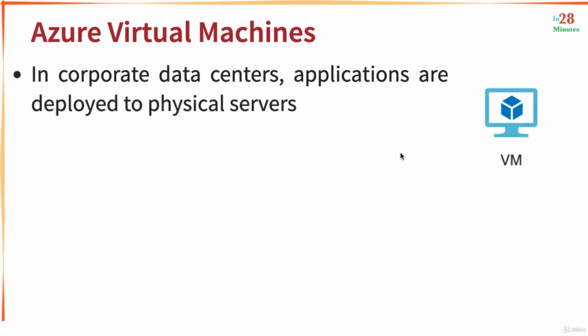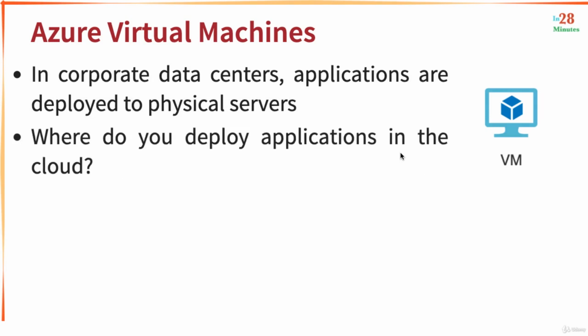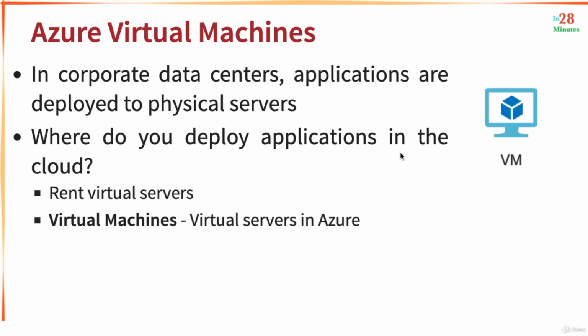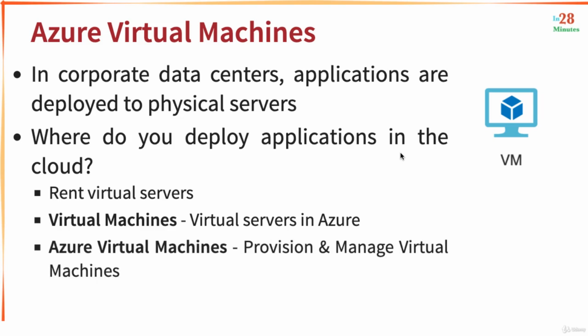In the corporate data centers, applications are deployed to physical servers. Where do you deploy applications to? In the cloud. In the cloud, we would rent virtual servers. Virtual machines are the virtual servers in Azure. How do you provision virtual machines? The service you would make use of is Azure Virtual Machines. Google calls it Compute Engine, AWS calls it EC2 or Elastic Compute Cloud, but Azure keeps it very simple. To provision VMs in Azure, you make use of Azure Virtual Machines.